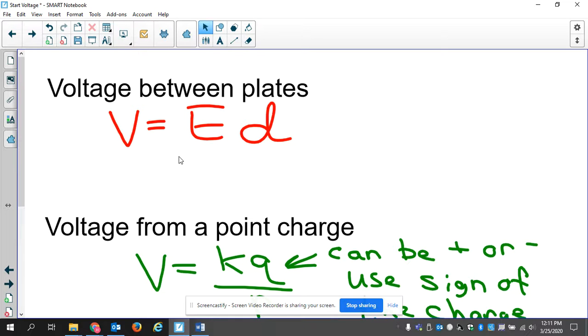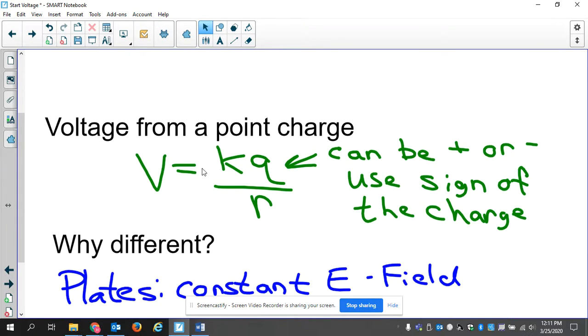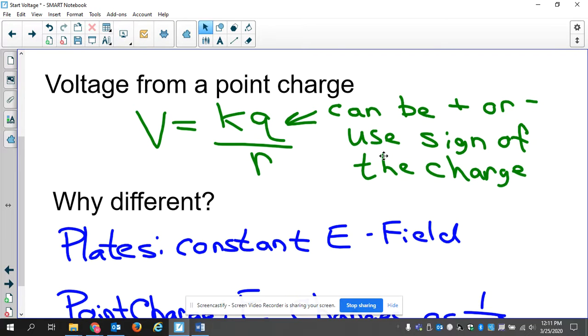So looking at this, we talk about two equations for voltage. One is V equals E d. This would be voltage between plates. Again, this is taking the E field to be constant. And another one would be voltage from a point charge, and that's V equals k Q over r. And here, this Q can be positive or negative. You're supposed to use the sign of the charge because voltage is a scalar.